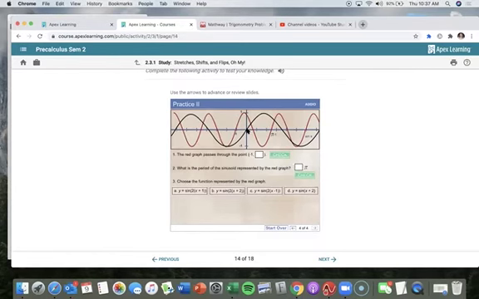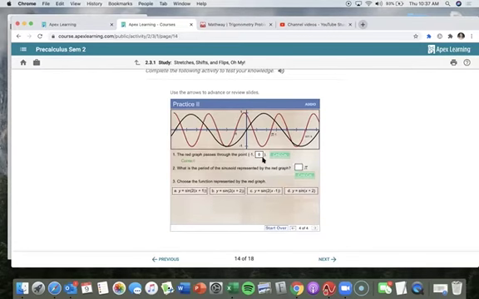It says the red graph passes through the point -1, 0. I know it's a little bit off here, but go with it. What is the period of the sinusoid represented by the red graph? If I start here, how long does it take me to get back? That's the question here.